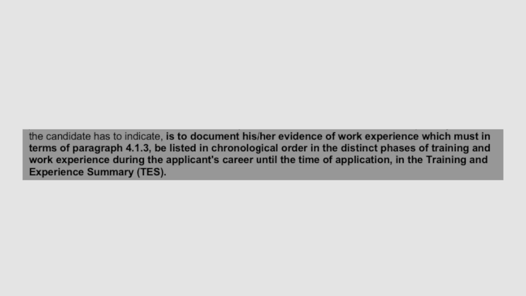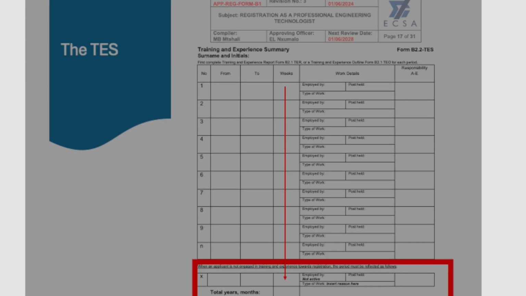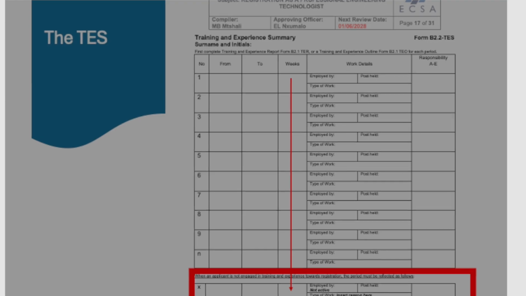Just to illustrate again, in that RO3PROPC document, the wording is as follows. It is to document his or her evidence of work experience, which must, in terms of paragraph 4.1.3, be listed in chronological order in the distinct phases of training and work experience during the applicant's career until the time of application in the training and experience summary. Now, here's an example of a training and experience summary, so you can have a look at it and see what I mean by that document.